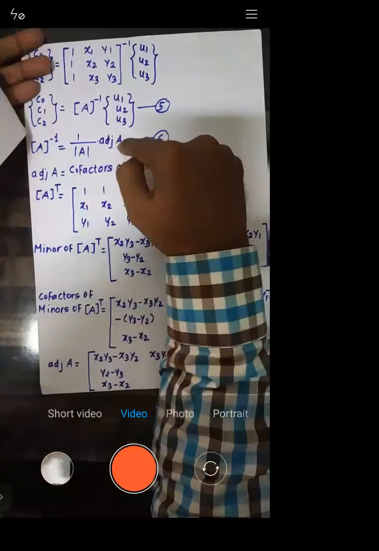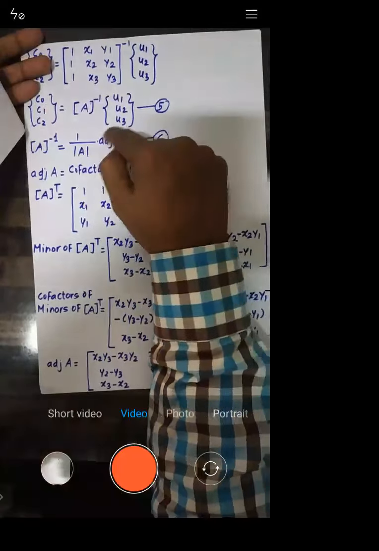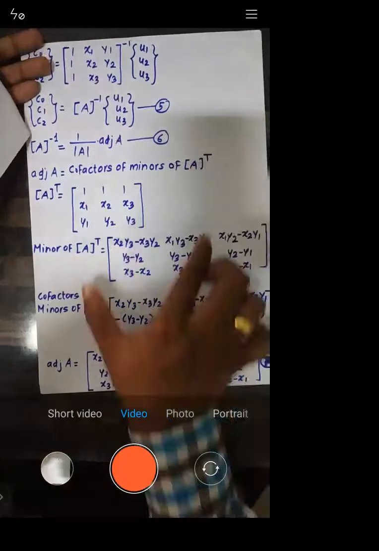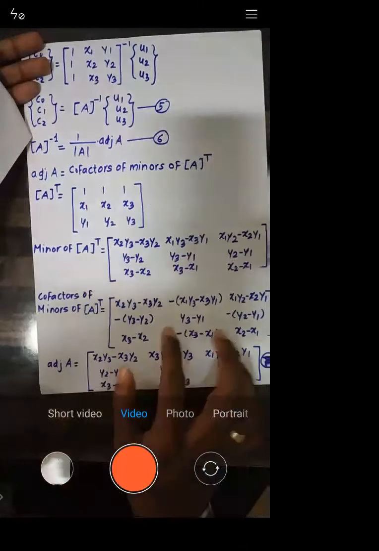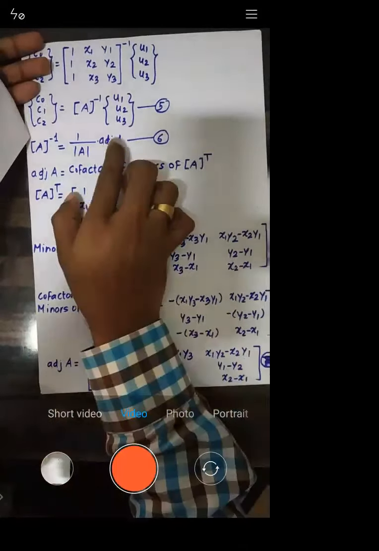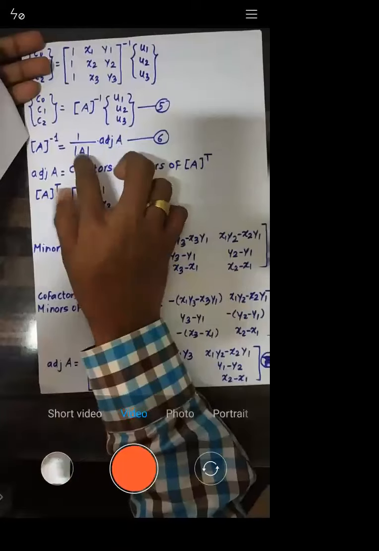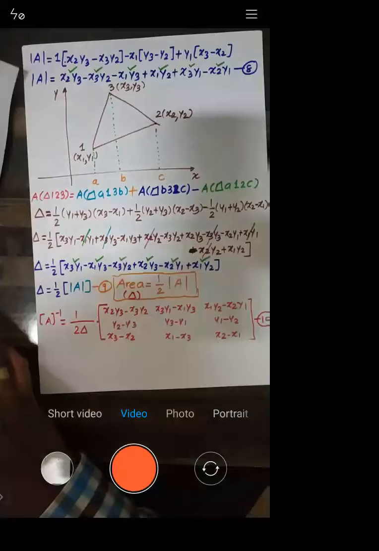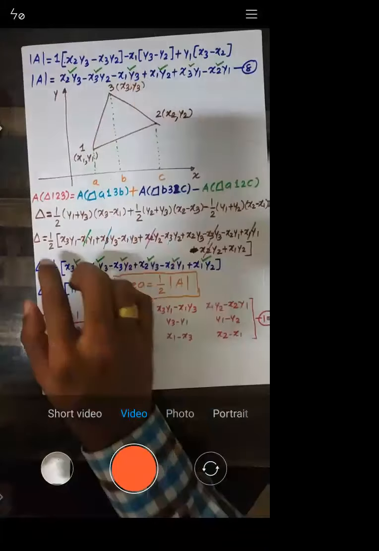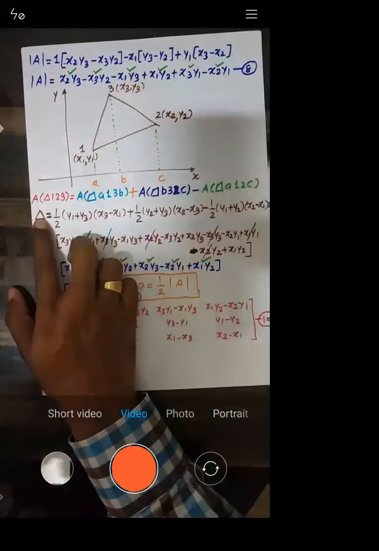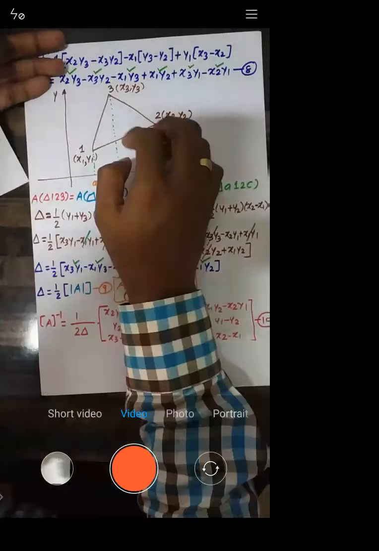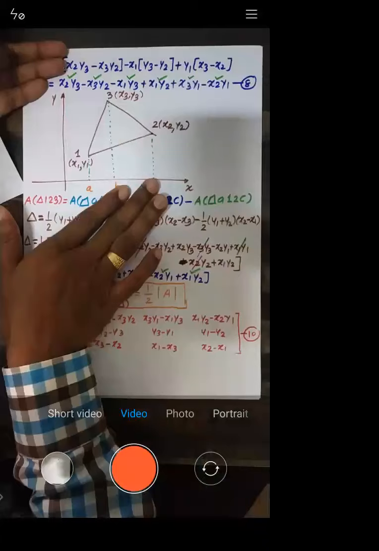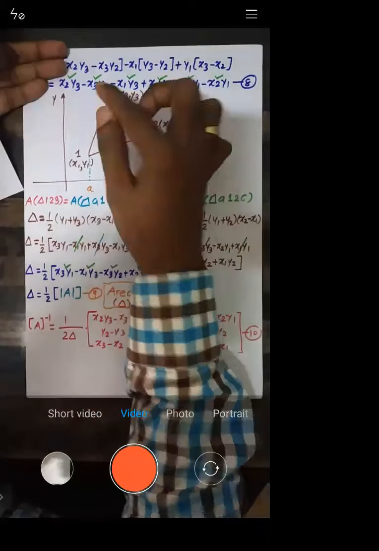So how do we calculate the inverse? It is 1 by mod of A into adjoint of A. For calculating the adjoint of A, we required the cofactors, and the transpose of that. We calculated that and got the adjoint of A. Similarly, we calculated mod of A. We calculated the area of this particular triangle, which we called delta. How do we calculate this area? Area of this shape plus area of this shape minus area of this shape gives the area of triangle 1, 2, 3.